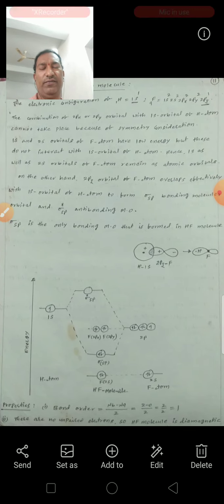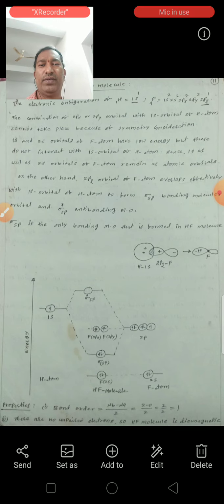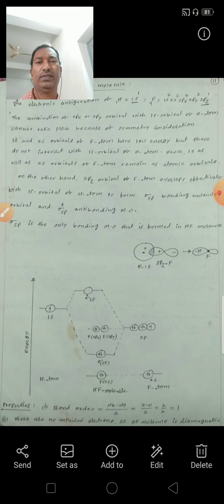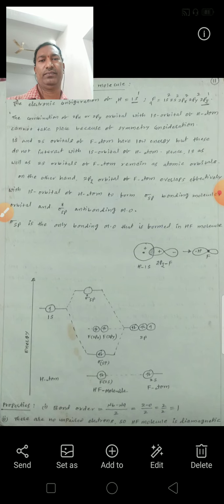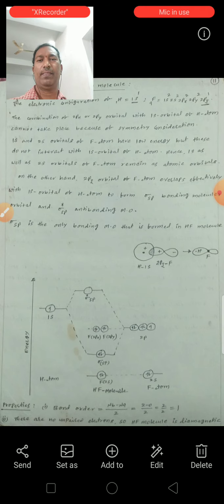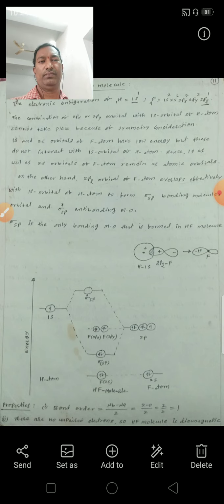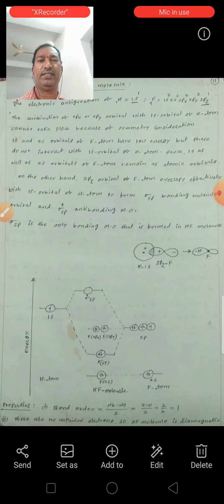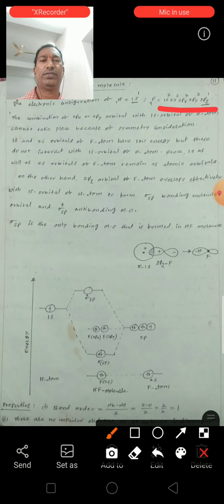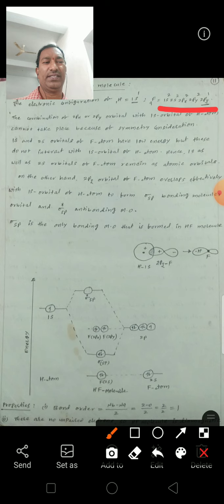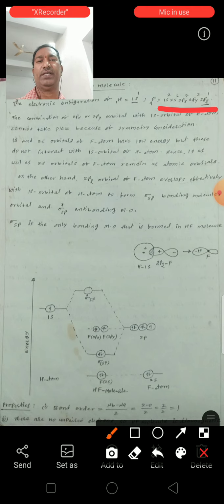Next, the HF molecule, hydrogen fluoride. See here, the electronic configuration of hydrogen, H1, is 1s2. Next, the atomic number of fluorine is 9. So the electronic configuration of fluorine is 1s2, 2s2, 2px2, 2py2, 2pz1.